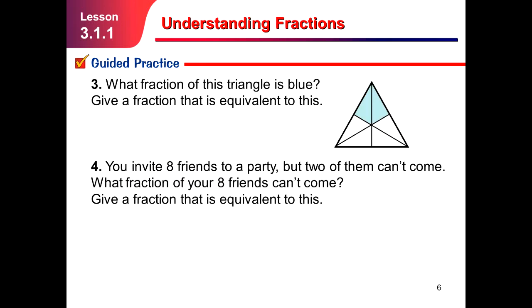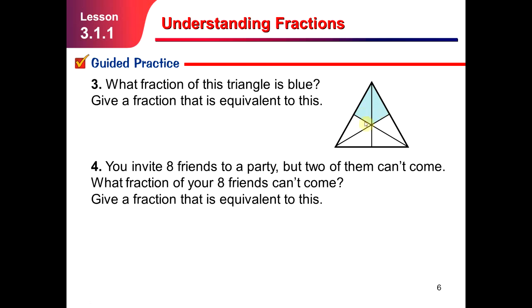Here's a triangle. Looks a little different, but the same principles apply. We have 1, 2, 3, 4, 5, 6 sections in the triangle. So each one of those is 1/6 in the bottom. That will be our whole. That will be 6. 2 of them are shaded, so we have 2 out of 6 shaded.